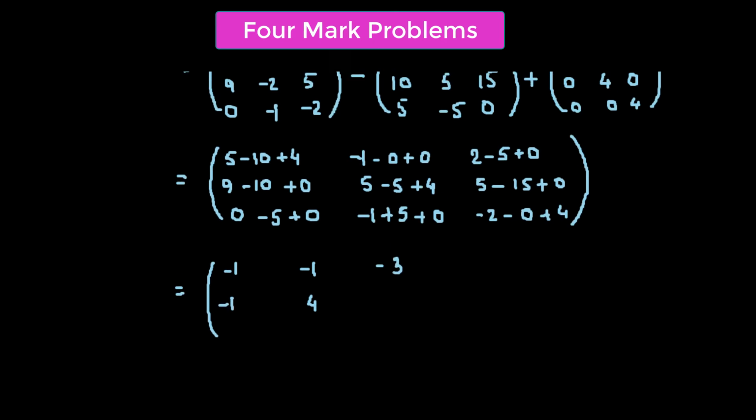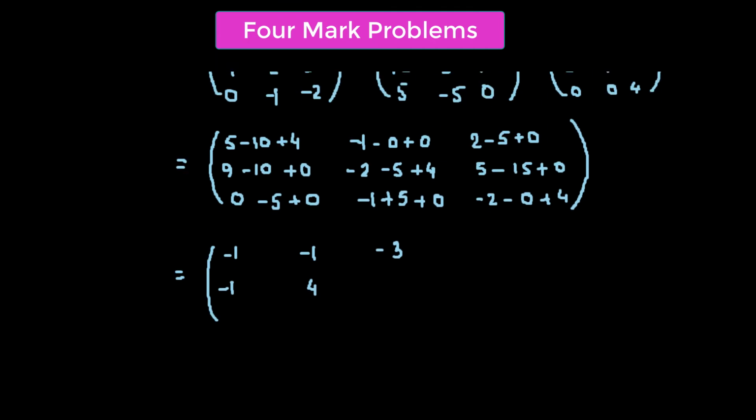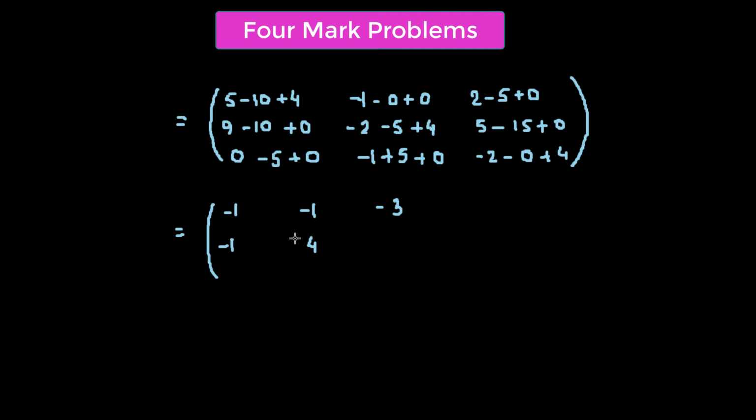wait, I think I made a mistake here. This is the mistake here, so this is negative 2, negative 5 plus 4, so this is negative 7 plus 4, which should have given us negative 3. So this is not 4, but this is negative 3.